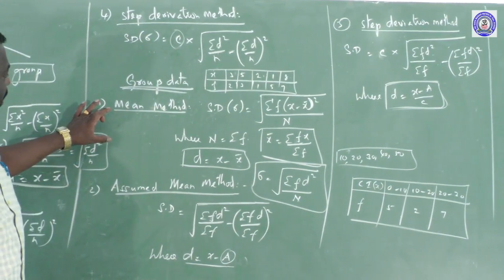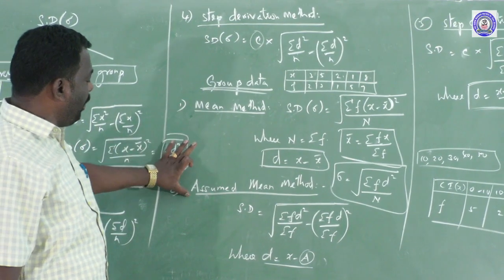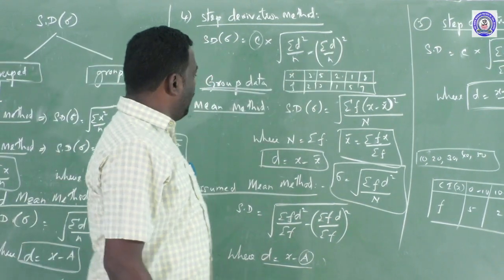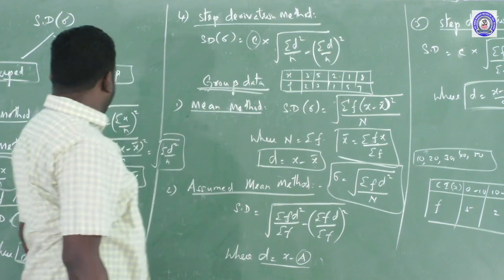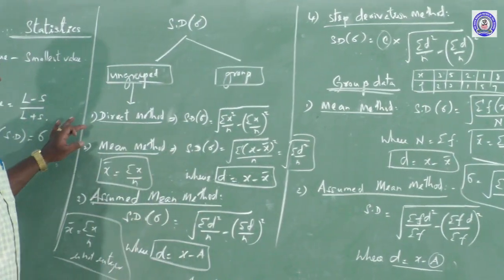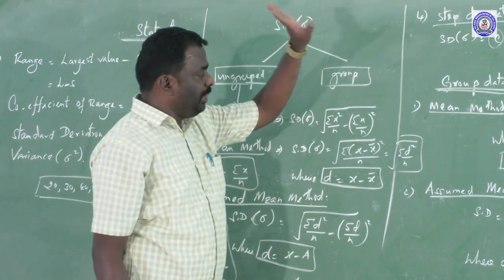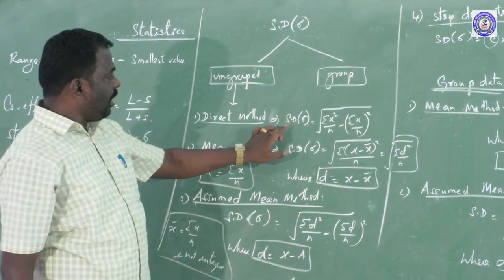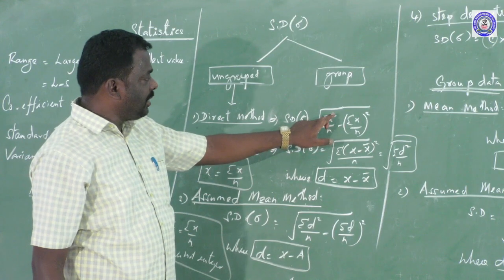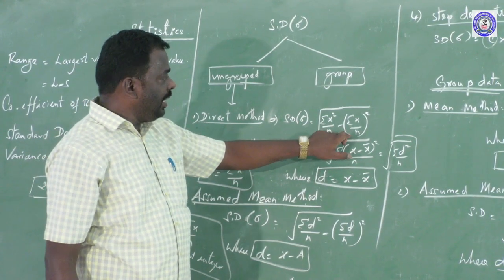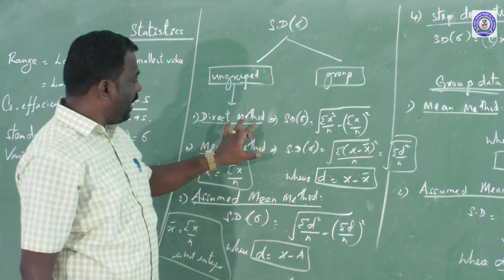For grouped data we have three methods: mean method, assumed mean method, and step deviation method. For ungrouped data we have the direct method, mean method, assumed mean method, and step deviation method. In the direct method, standard deviation equals the square root of summation x square by n minus (summation x by n) whole square.